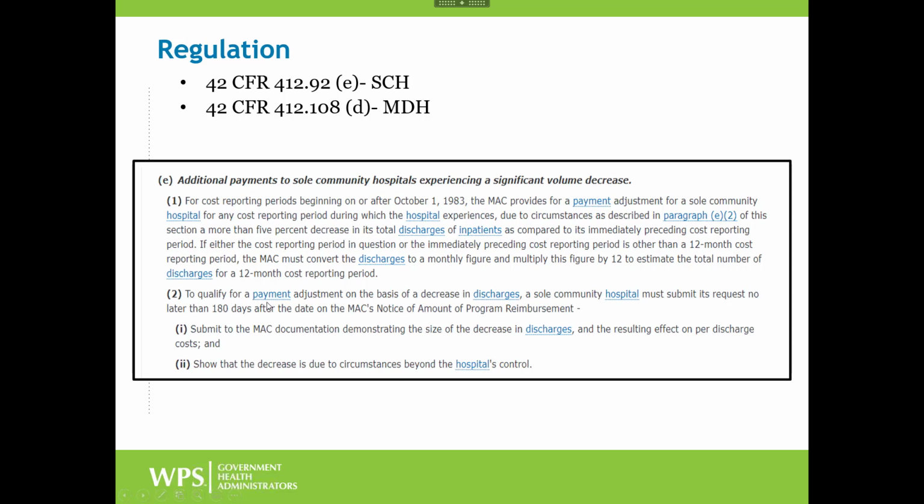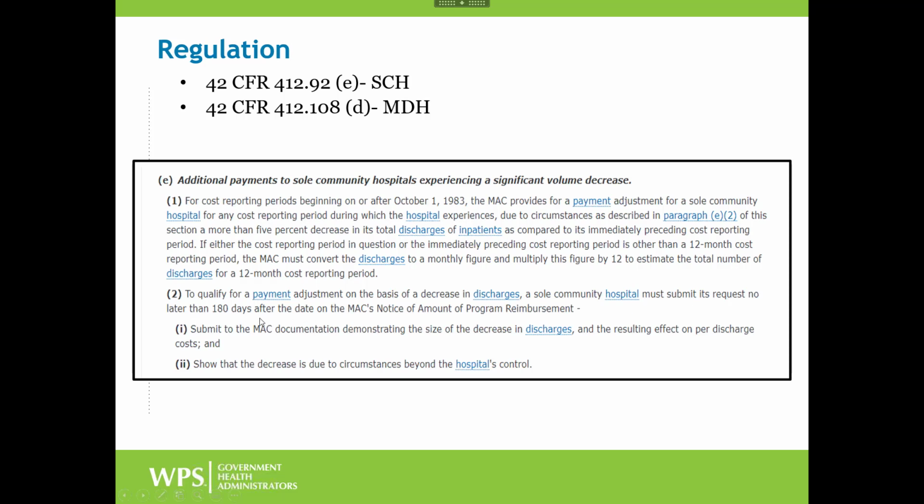To qualify for this payment, assuming you've met the more than 5% decrease, you must submit the request no later than 180 days after the date on the NPR. Now, this is no later than. It doesn't really provide an earliest date. Technically, you could send one in mid-year before the cost reporting period, before you file the cost report, before it's been settled. I guess the cost reporting period has to be completed for you to have this 12-month data, but it can be submitted before the final settlement for sure.